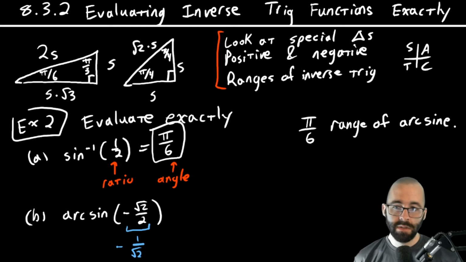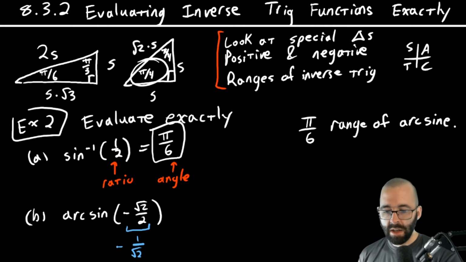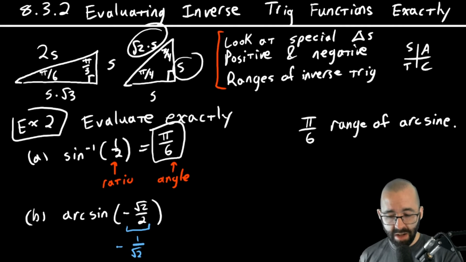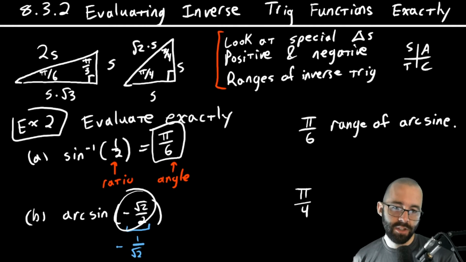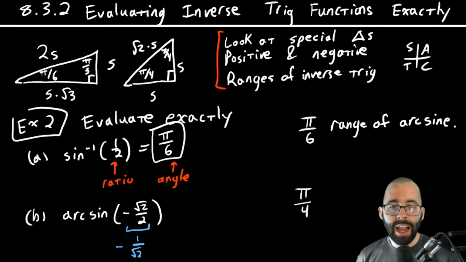So what angle is going to give us this ratio? So my first thought is I see 1 over root 2. I think pi over 4. Because sine is opposite over hypotenuse. That's 1 over root 2. Okay, so I think pi over 4. But pi over 4 is in the first quadrant, would give a positive ratio. I need a negative ratio. So then I think, okay, maybe negative pi over 4.